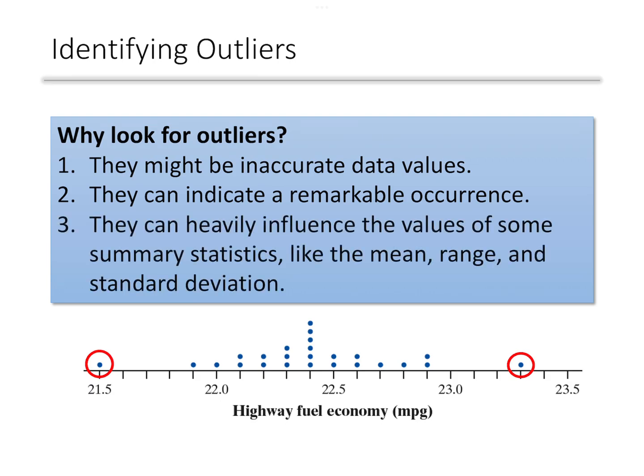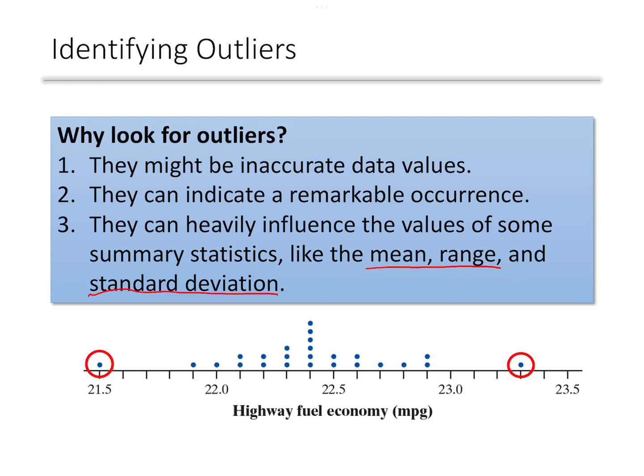And they can heavily influence the values of our summary statistics. For example, remember when we looked at these last class, the mean, the range, and the standard deviation are swayed. They're not resistant to those outliers, so it can change our numbers. So we always want to make sure we look to see if we have outliers or not.